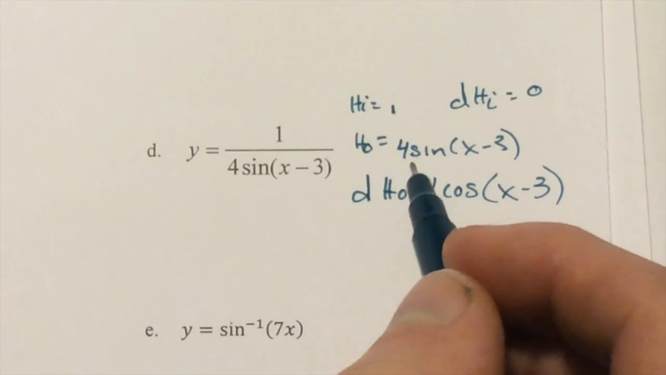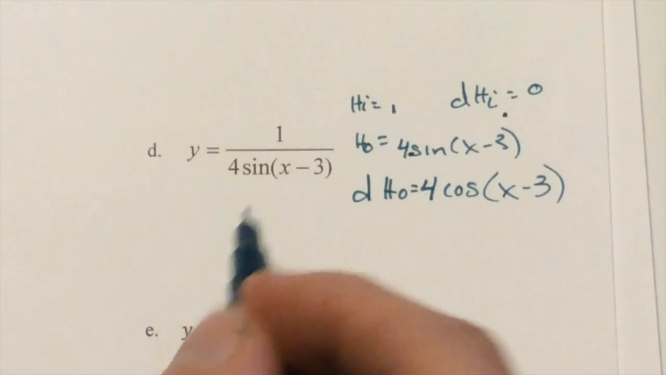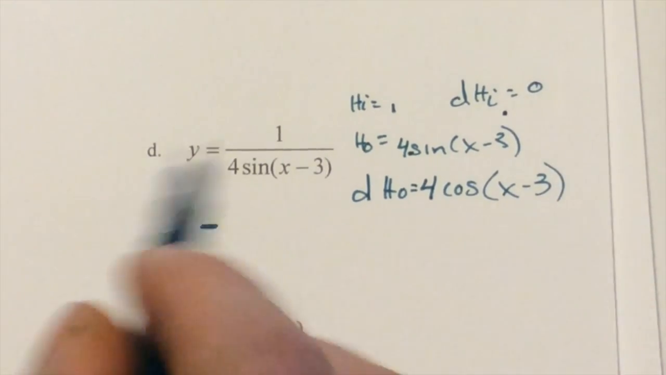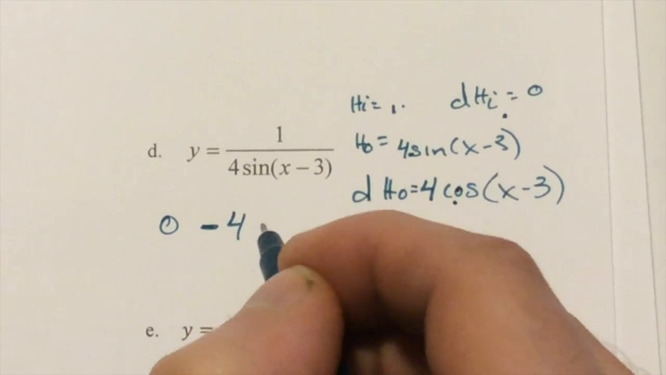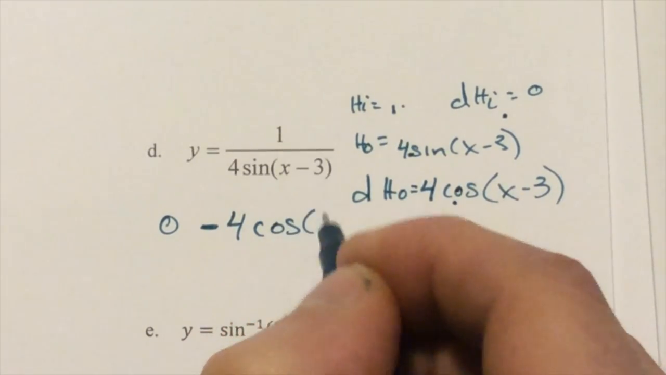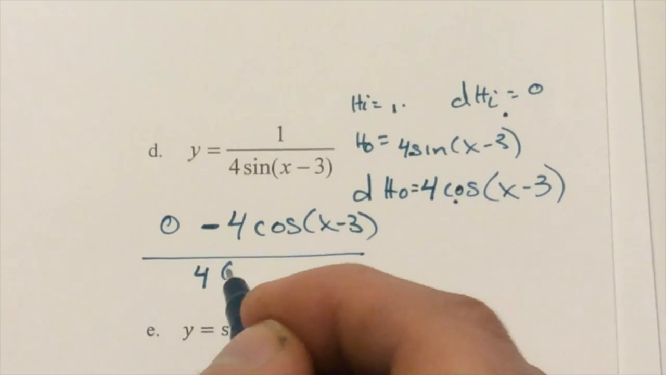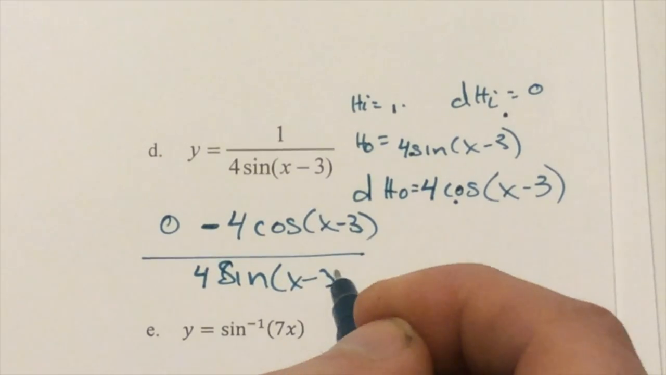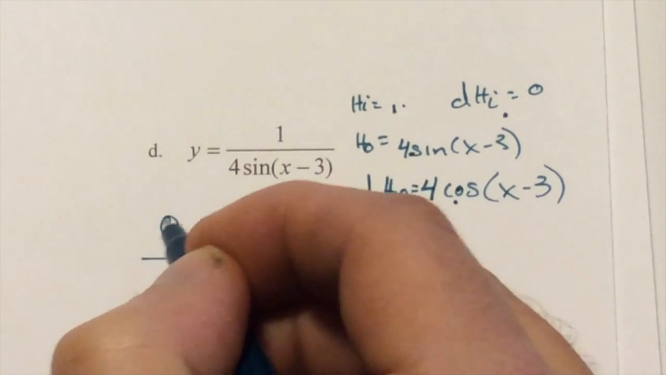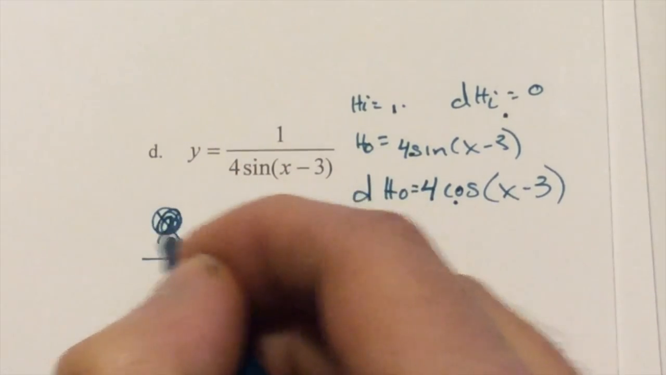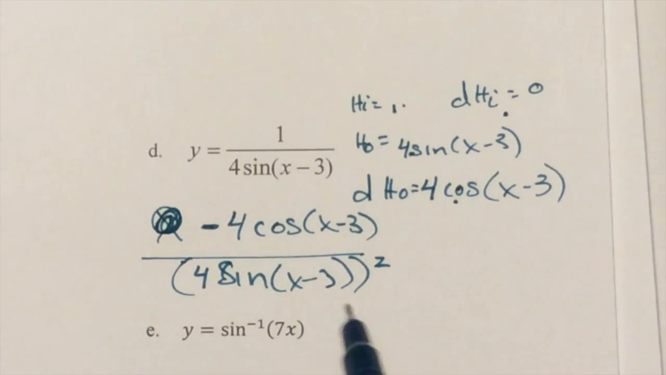We go ho d high, 4 times 0. Okay, that's easy. Minus high d ho. So that's 4 cosine x minus 3 all over 4 sine x minus 3 squared. And if you didn't want to write the 0, it would just be negative 4 cosine x minus 3 divided by 4 sine x minus 3 squared.